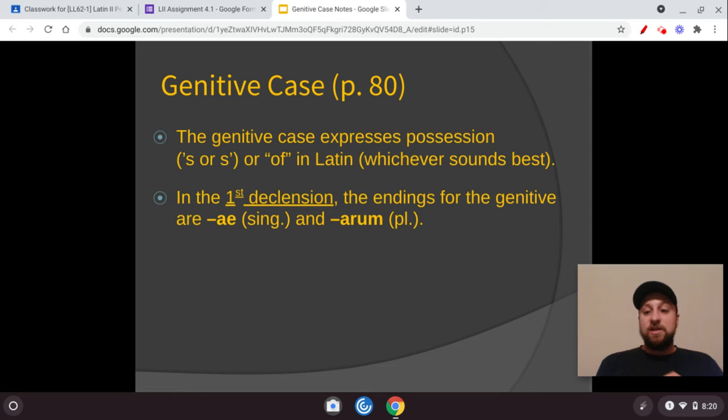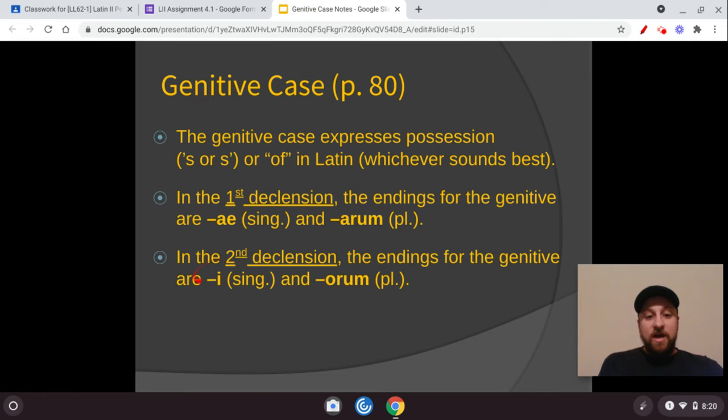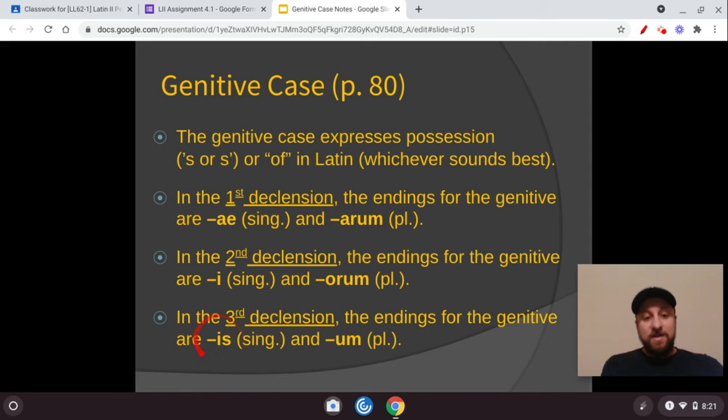And so in the first declension, the endings are AE and ARUM. In the second declension, they're I and ORUM. And in the third, they're IS and UM. So just looking at these, there are really only two endings of the genitive that are exclusively genitive.